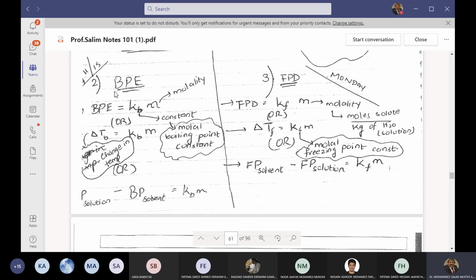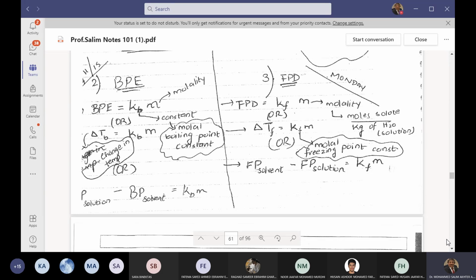In BPE, boiling point elevation, the boiling point of solution is greater than the boiling point of solvent. Always remember that. In freezing point depression, the freezing point of solvent is greater than that of solution.